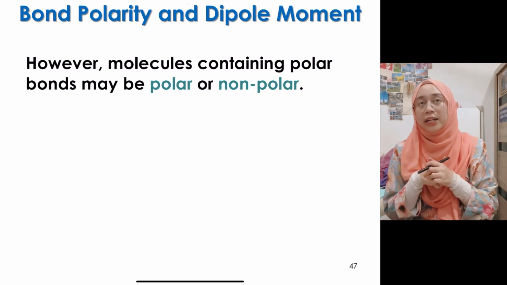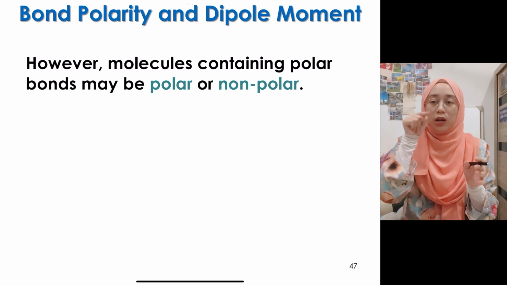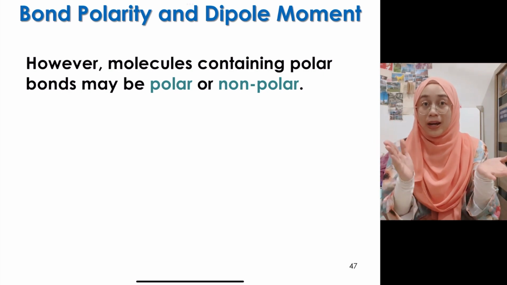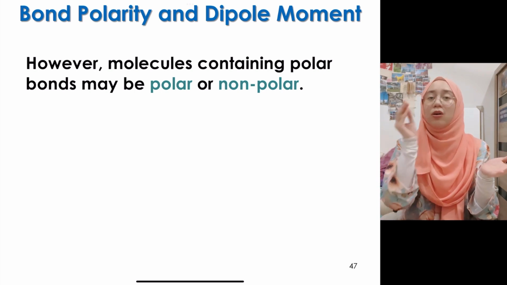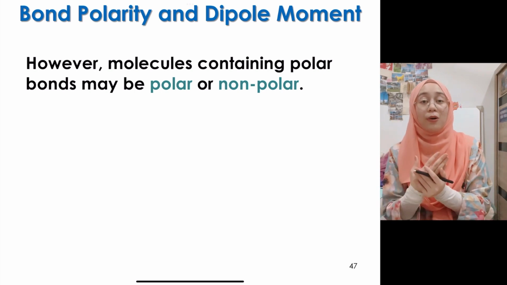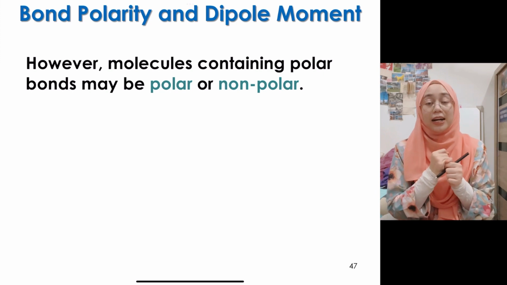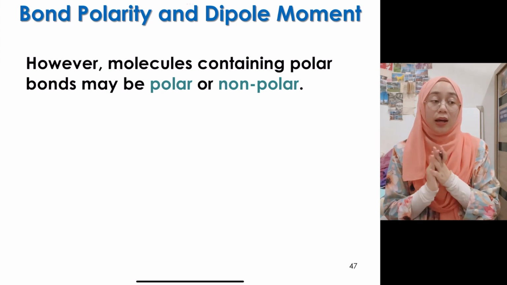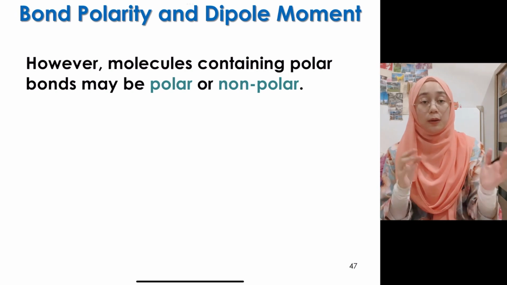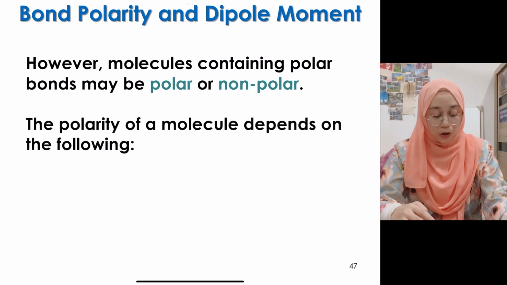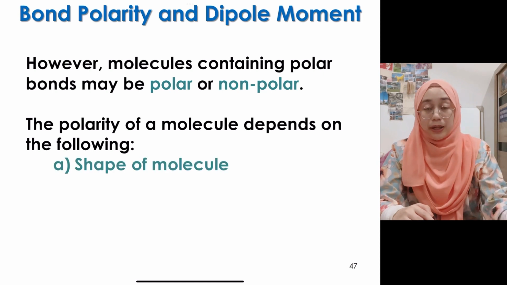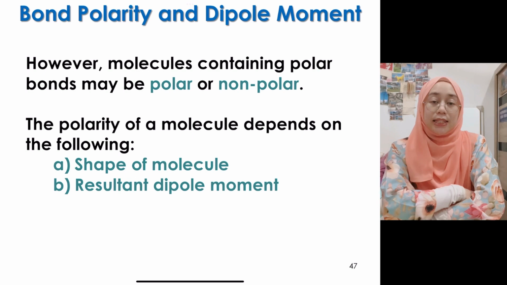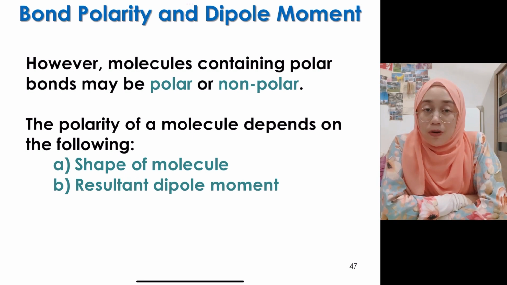Okay, ada juga yang kita tengok polar bond, memang the molecule is polar. Tapi keep in your mind, ada possibility yang polar bond, oh, non-polar. So macam mana? Apa sebenarnya faktor yang akan affect sama ada molekul yang ada polar bond ni, sama ada dia adalah non-polar molecule ataupun polar molecule. So ada dua benda. Okay, so depends on the shape of a molecule and also resultant dipole moment. Jadi sekali lagi kita tak boleh lari daripada shape of molecule lah.